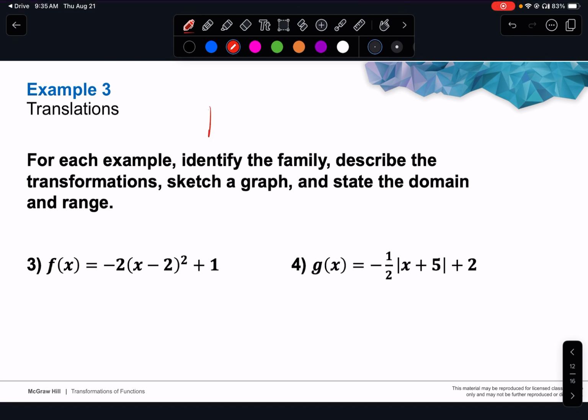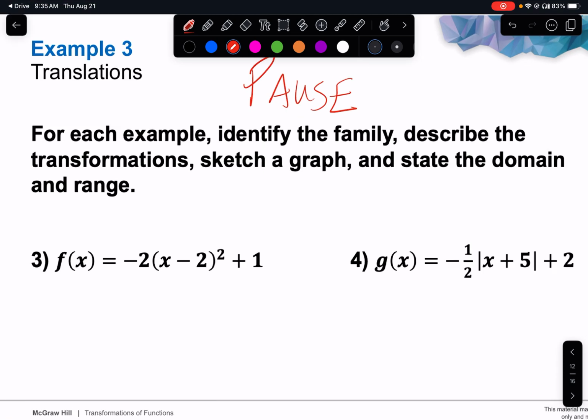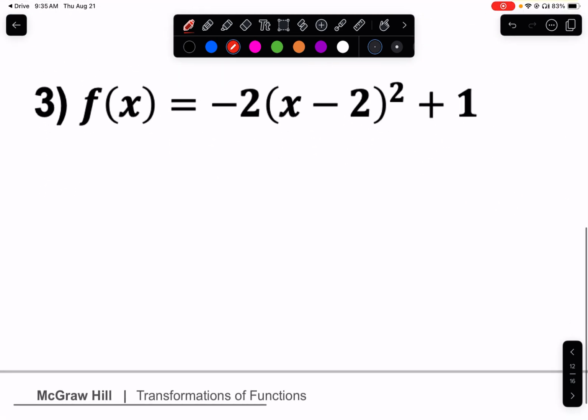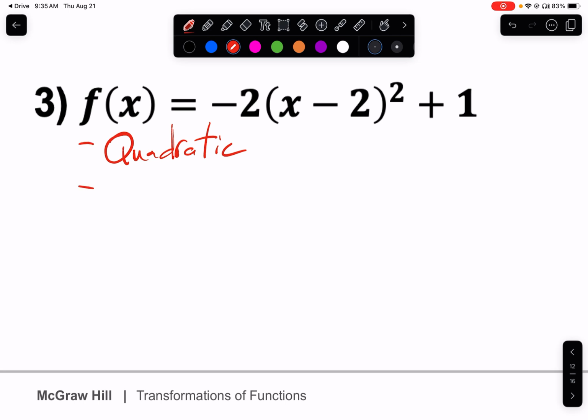Okay, 2 more. Go ahead and pause the video. Give these 2 a try. Okay, on the left, number 3, we have a quadratic. Okay, and our transformation is reflected across the x-axis.